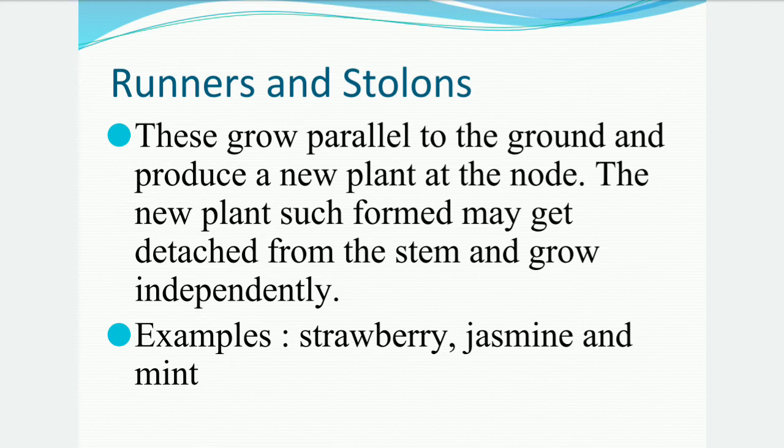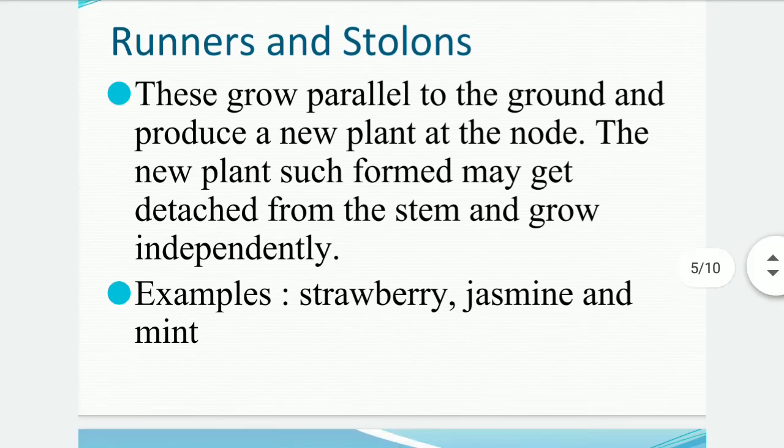Now what is a node? A node is a place on the stem from where a new branch or a leaf arises. So a place on the stem where a new branch or a leaf arises is called a node. Now when these stems grow parallel, from these nodes new roots and shoots start arising, and then this grows independently into a new plant. Examples are strawberry, jasmine and mint.